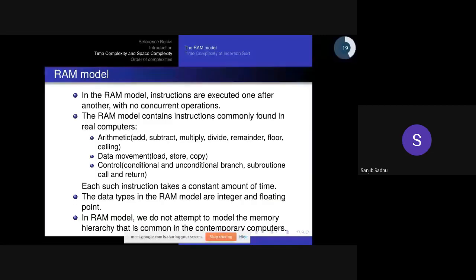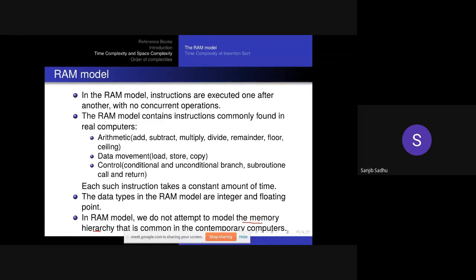And please remember, in the RAM model we do not attempt to model the memory hierarchy that is common in our contemporary computers. What do you mean by memory hierarchy? The secondary storage, primary storage, secondary memory, primary memory, or cache memory.